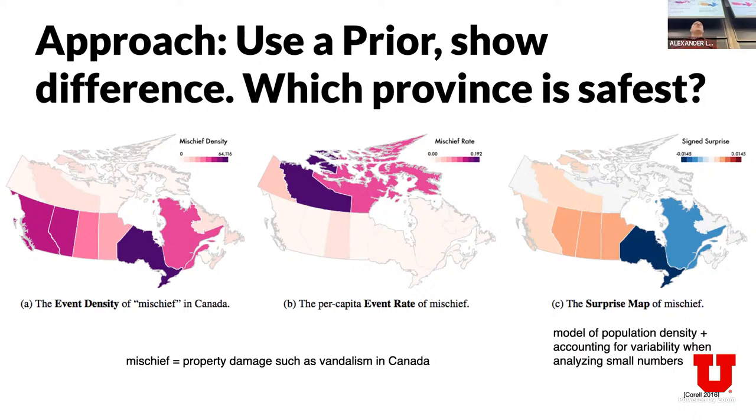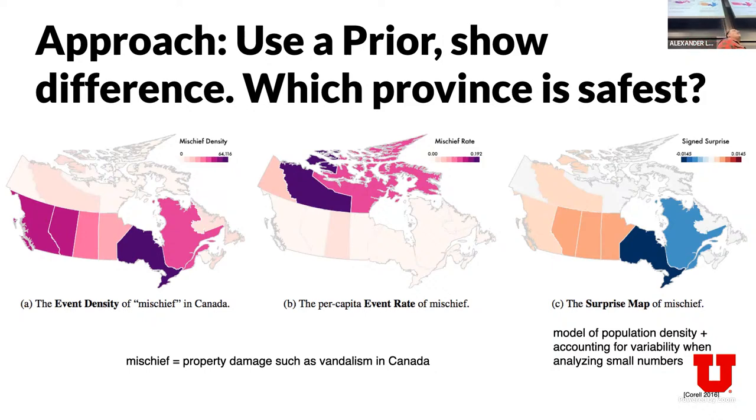Sometimes trying to make certain conclusions based on small numbers is problematic. And so what these guys came up with is what they call a surprise map. The example they give is the leftmost figure, which shows a crime record. Mischief is a minor crime in Canada. And what we're looking at here is normalized. This is the event density of mischief. And so what we see here is that Ontario seems to be having a lot of mischief happening, right? But if you know anything about Canadian geography, then you also know that Ontario is the most populous province, right? And so clearly this is expected.